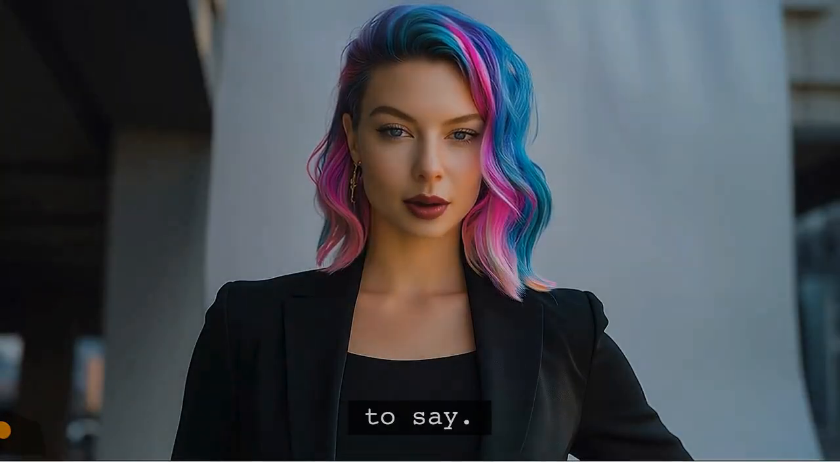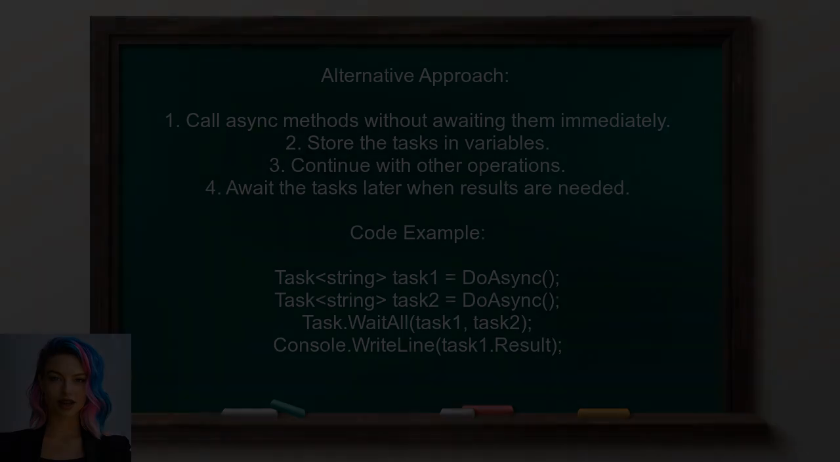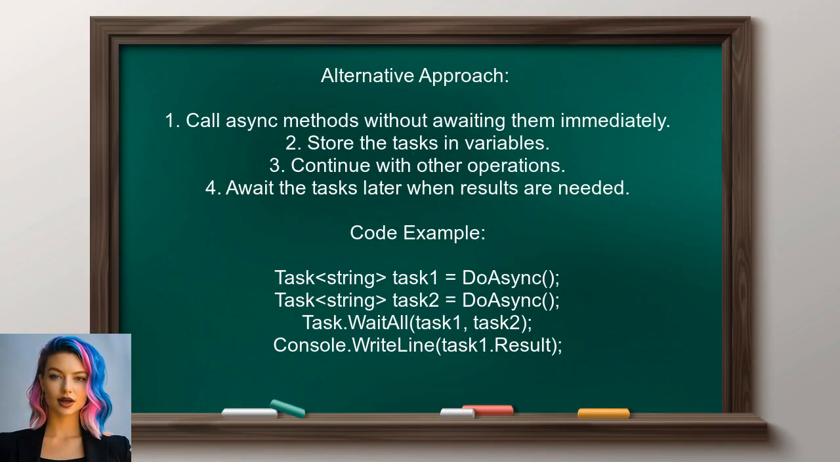Let's see what someone else had to say. This user offers an alternative perspective on async and await. They explain that async methods are asynchronous because you don't have to wait for them to return immediately. Instead, you can call the async method and store the task in a variable, allowing you to continue with other operations. Later, when you need the result, you can await the task.